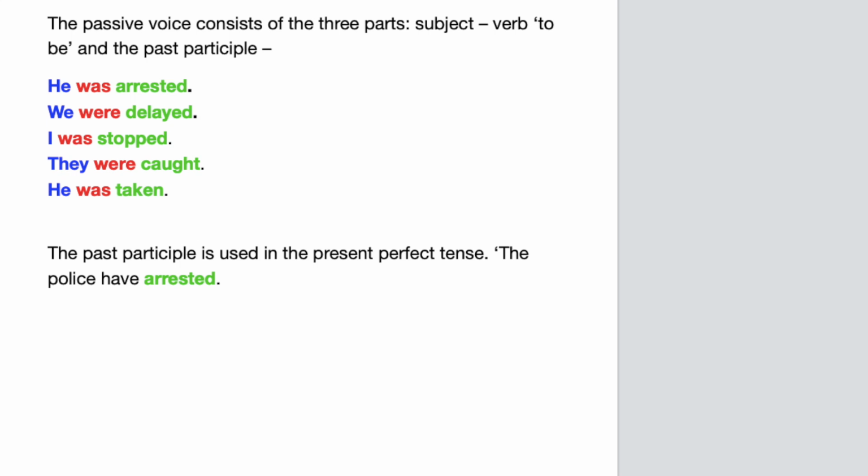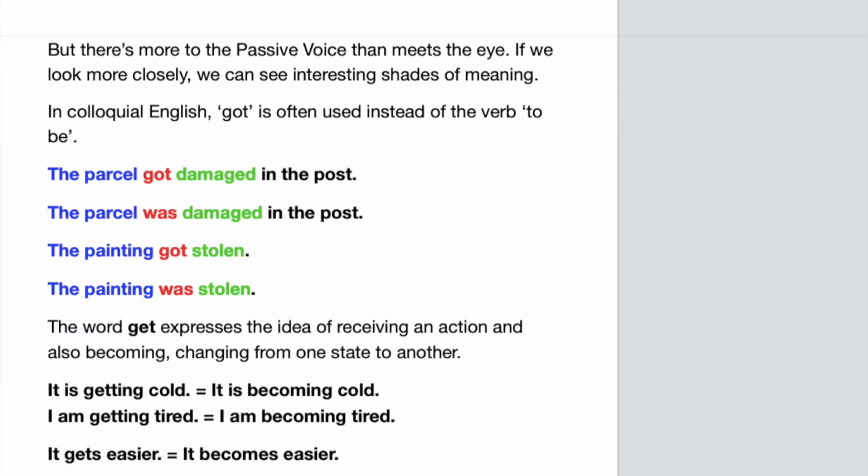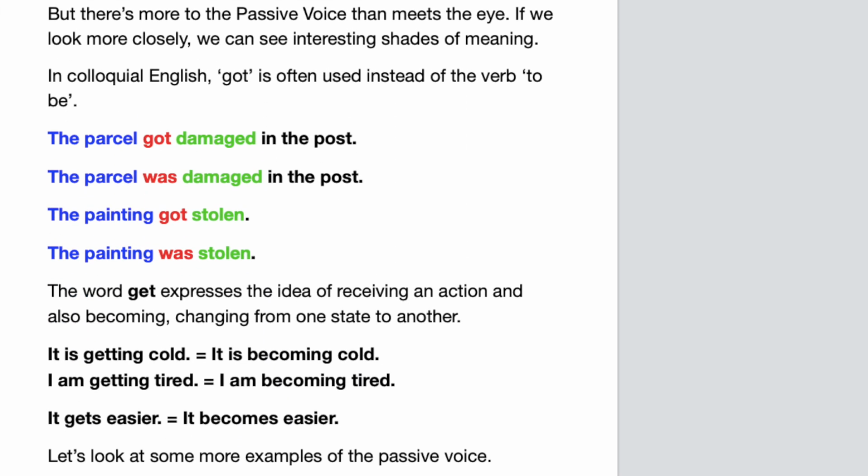He was arrested. They were delayed. I was stopped. They were caught. That's from the verb catch, of course. He was taken. The past participle is used in the perfect tense. The police have arrested. So it's the perfect form. It's the past participle that is used in the passive voice, because that describes what happened to the thing or person. But there's more to the passive voice than meets the eye.